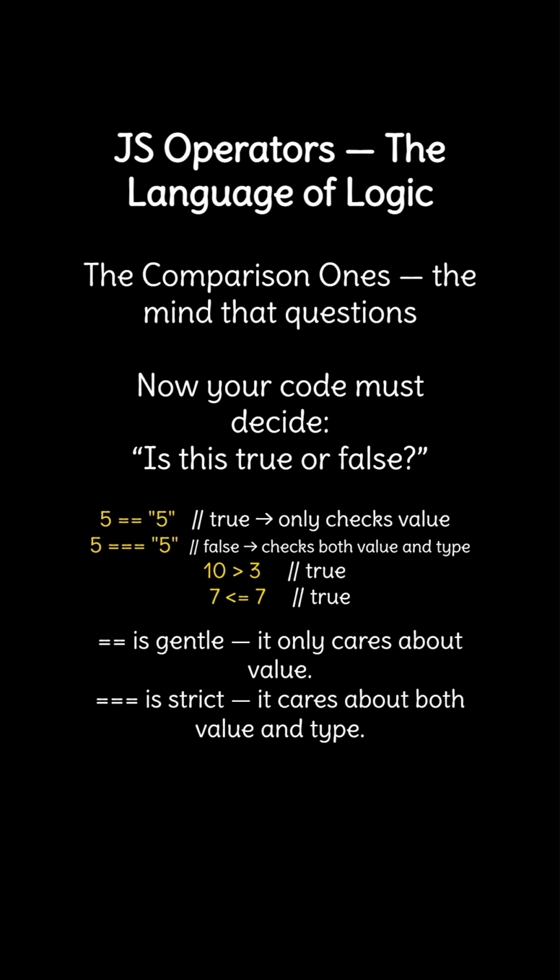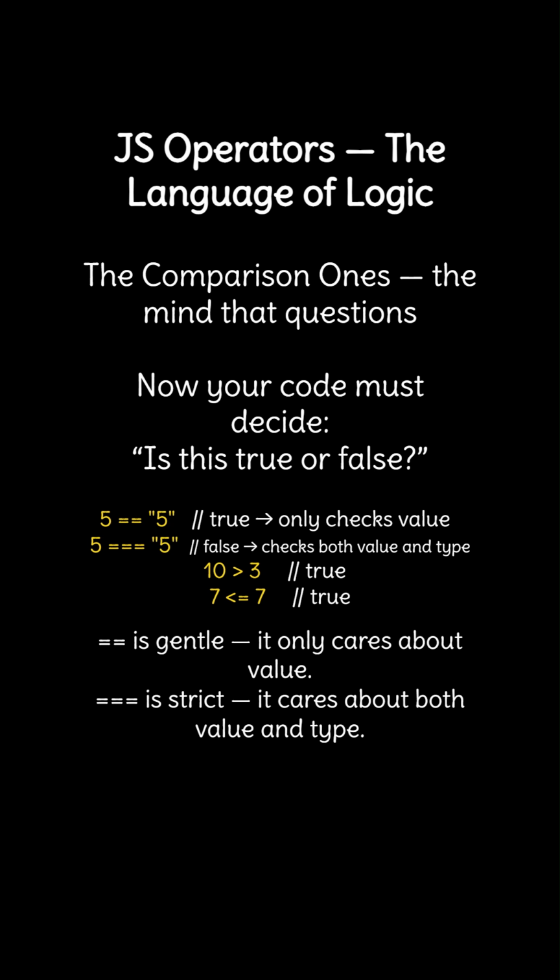Next, the comparison ones, the mind that questions. Now your code must decide: is this true or false? 5 == "5" is true, it only checks value. 5 === "5" is false, it checks both value and type. 10 > 3 is true. 7 <= 7 is true.